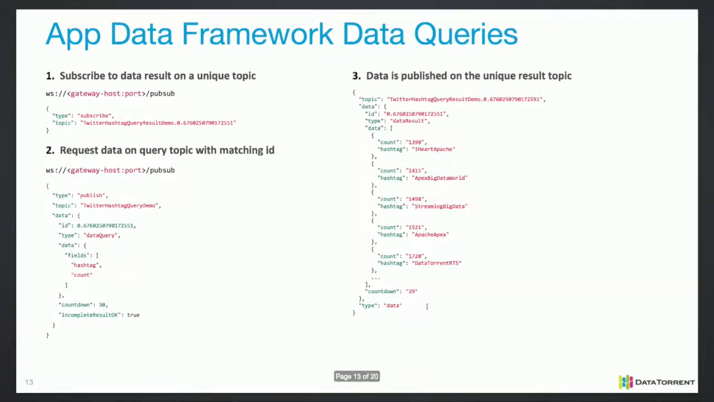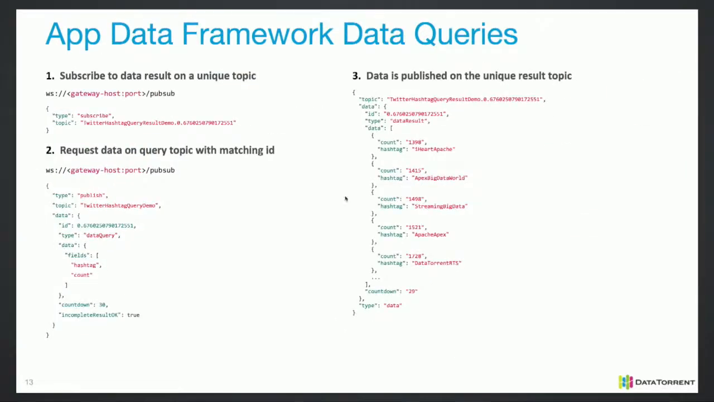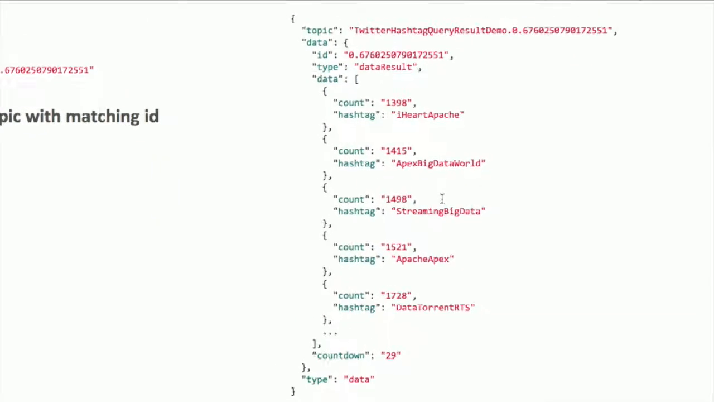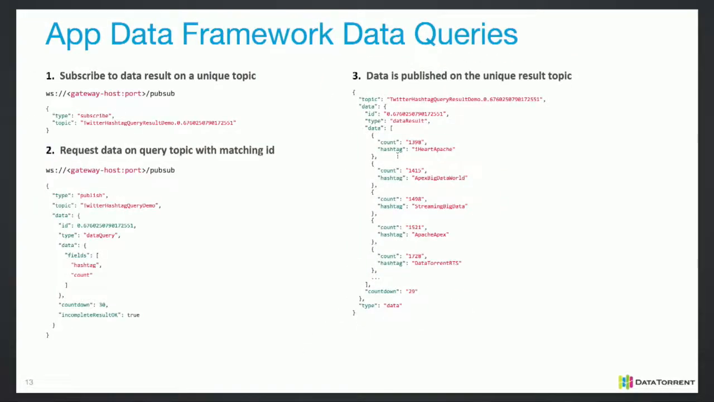And then the next step is you issue a data query. All you do is you say, okay, I like those fields, so give me hashtags and counts. And then the next set of data that starts coming back as it's available in the system looks like this. It's just a JSON array of objects which have counts and hashtags inside them. And that's what drives the visualizations that are available.